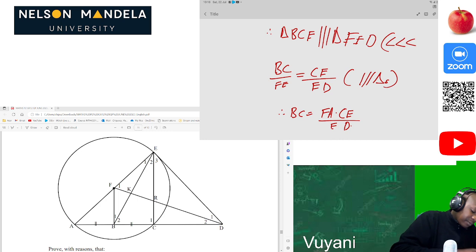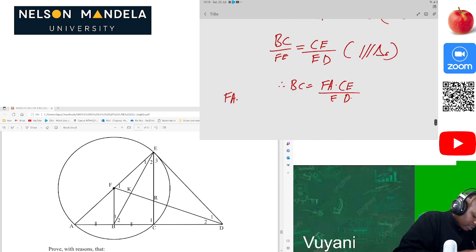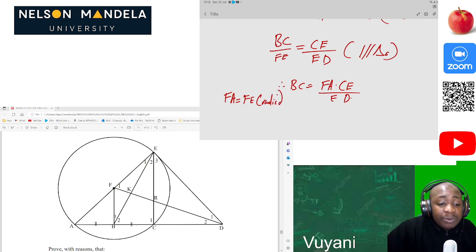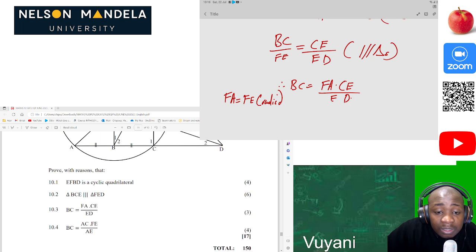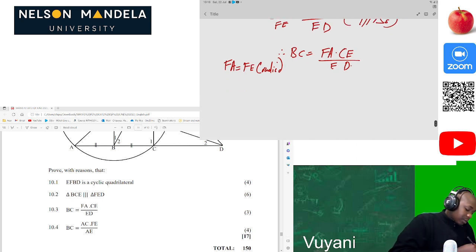Let me write it down. FA is equal to FE, it's radii. Then we are happy with that question. Then the last question: prove with reason that BC is equal to that, and that's 4 marks now. After that, you can also be able to prove it. That's 10.4. How do we write that question?